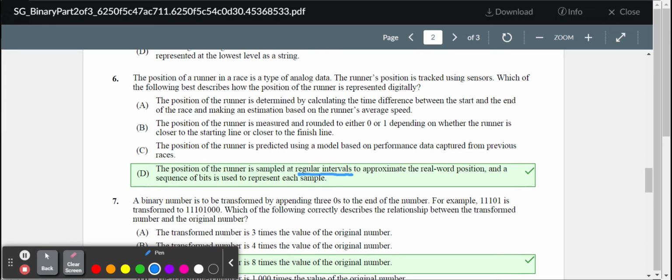That's how we take information from analog and digitize it if it's a continuous type of data, like a running or music or something like that.